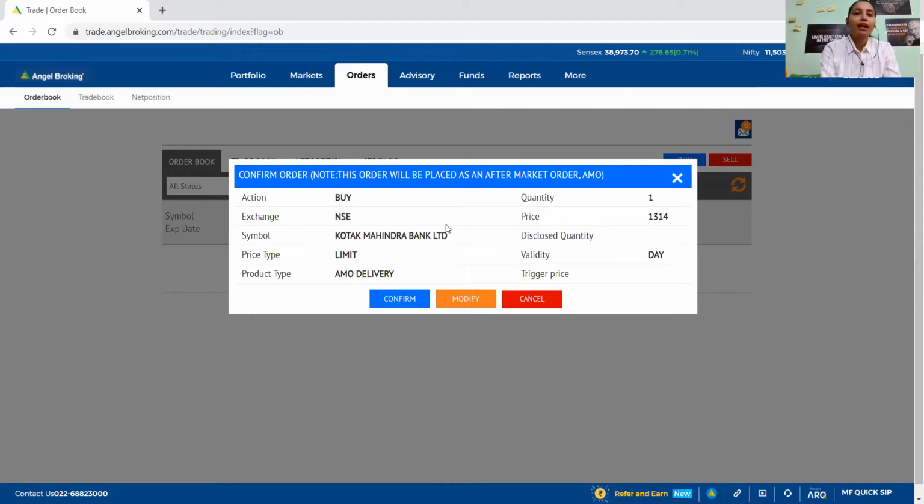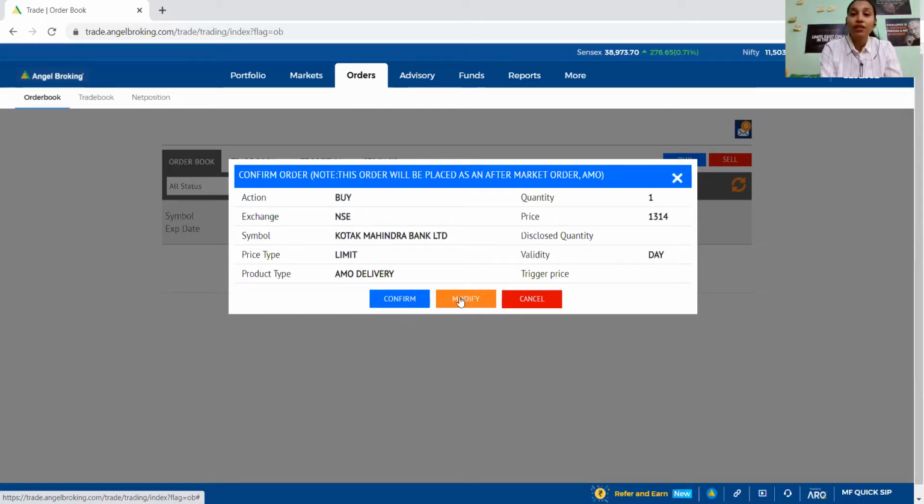Right now we are doing after the market, that's the way it's showing. And once again, it gives you the opportunity to confirm the buy. Yes, it is a buy, and all these things. You just need to check the limit price, mainly quantity and price, and buy. Okay, there will be no trigger price in this. So if you want to confirm, I can just click on confirm.